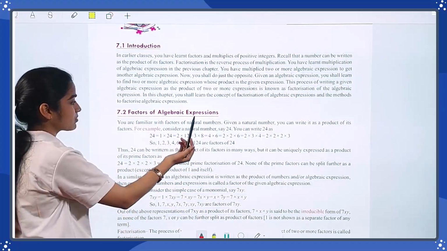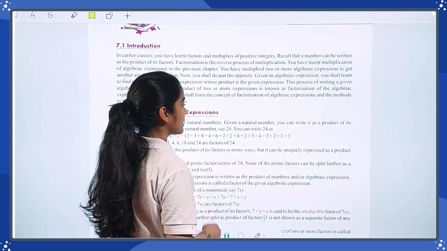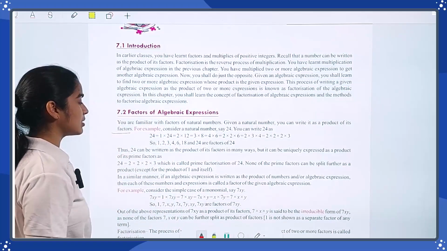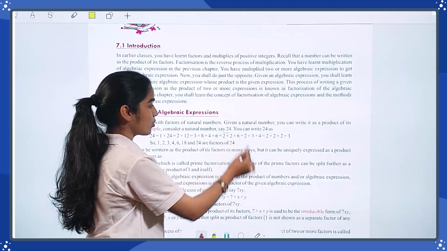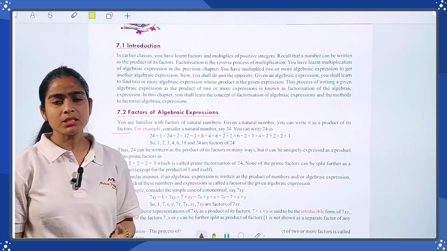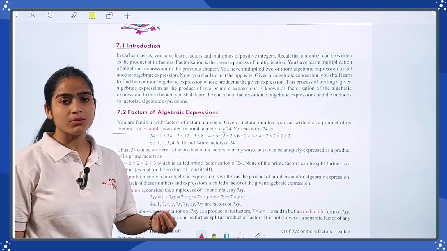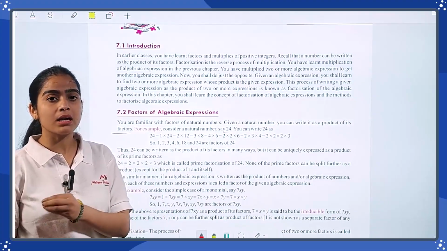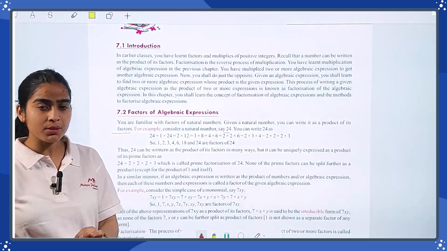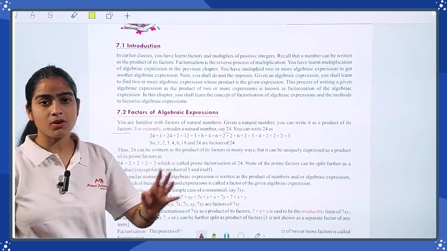You are familiar with factors of natural numbers. Given a natural number, you can write it as a product of its factors. For example, consider a natural number, say 24. What you have to do is find the factors, and a factor means a number which divides 24 without any remainder left out. If you have a remainder of 0, it will be a factor of 24.